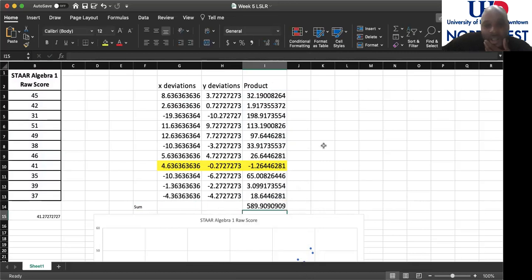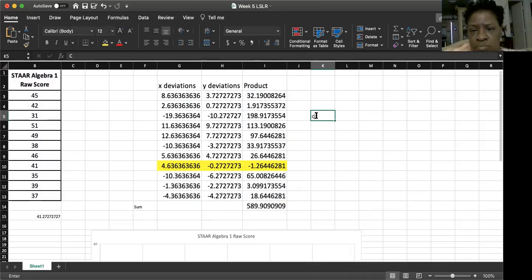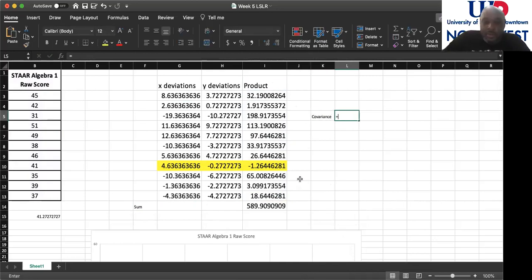I get this number right here. And there are 11 values here. So one less than 11 would be 10. So the covariance is equal to this value divided by 10. That's your covariance, 58.99, so about 59.